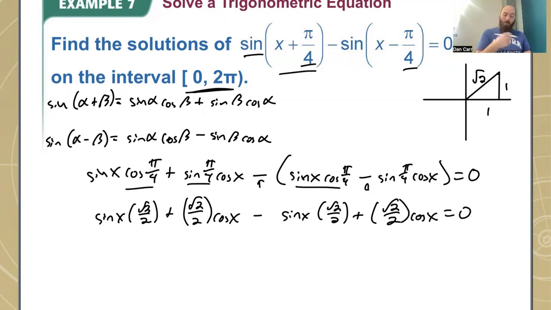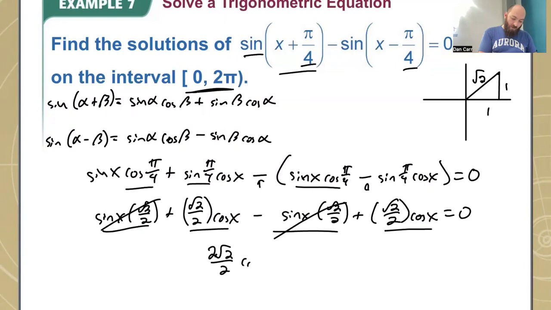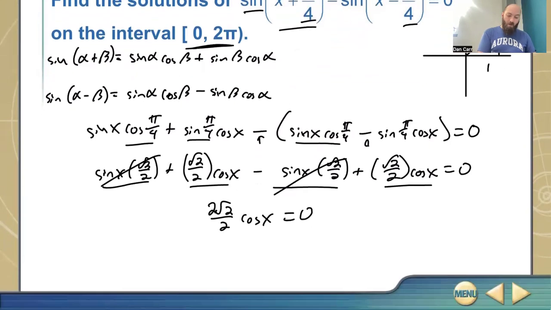Okay, so when we put these together, notice how this matches up to that. We're just subtracting them out, so that goes away. For the other parts, I'm going to go ahead and add these two together. So I've got root 2 over 2 plus root 2 over 2, so what I get is 2 root 2 over 2 times the cosine of x equals 0. To make this a little bit easier on myself, I can modify that a little bit here. I cancel out the 2's, then divide both sides by the square root of 2. So I get cosine of x equals 0.